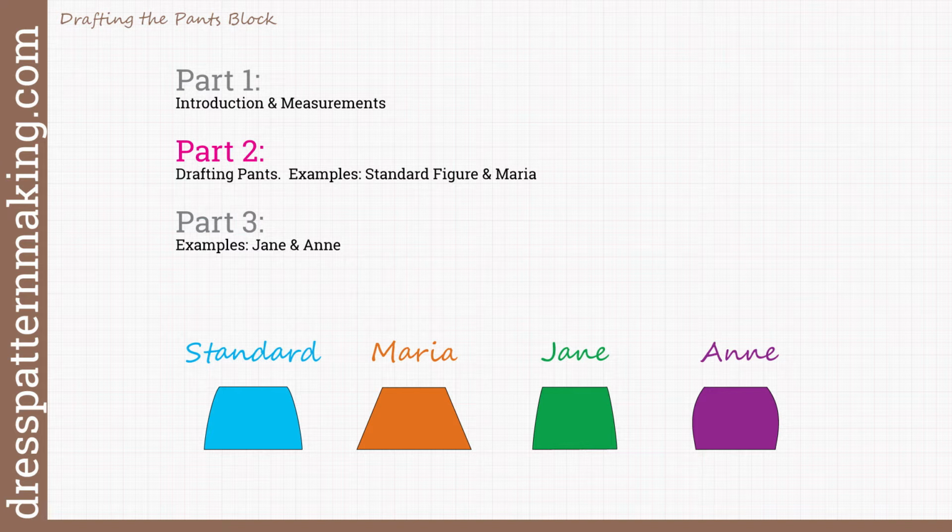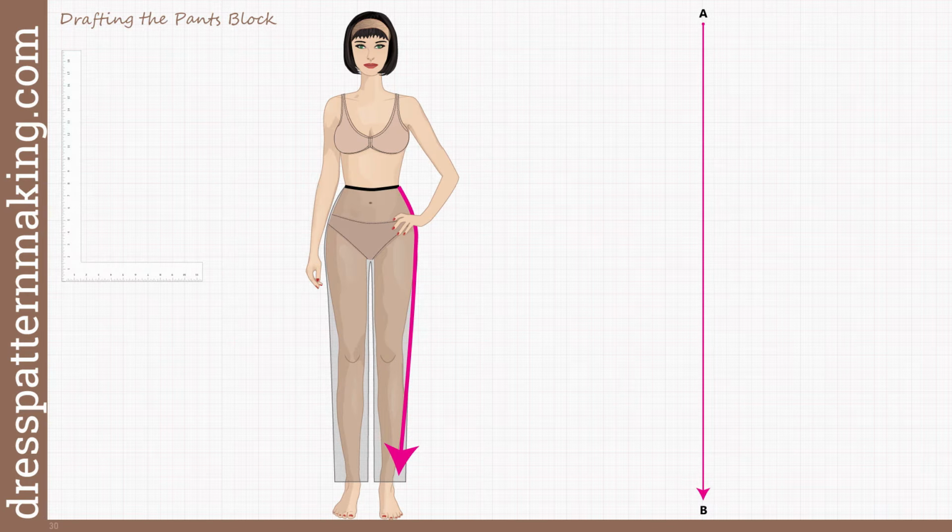Now, I'm not covering every single figure type and every single permutation, but if you watch all the examples, you should get a basic understanding of how to approach solving the problems related to your particular figure. Okay, now let's start drafting the block.